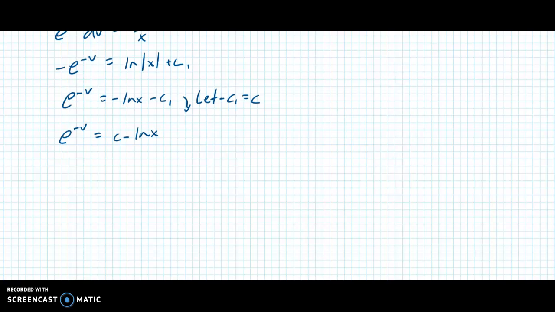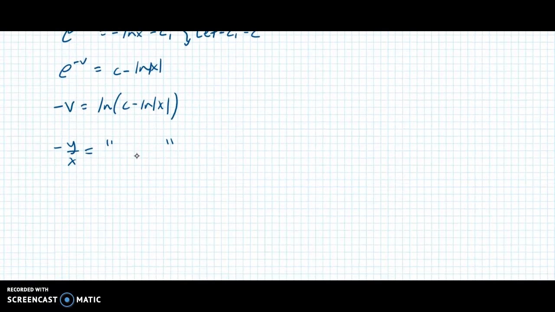What is the opposite of an exponential function? It's a log. So do ln on both sides. I get negative v equals ln of c minus ln absolute value x. Here I will go negative y over x, so sub my v out. Remember, I need my answers in terms of y's and x's only. And then my last line is y is equal to negative x ln of c minus ln absolute value of x.